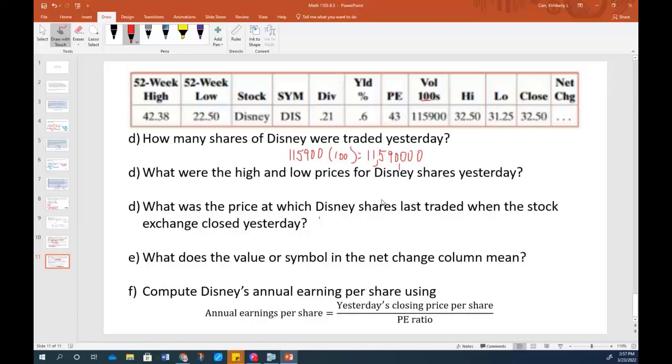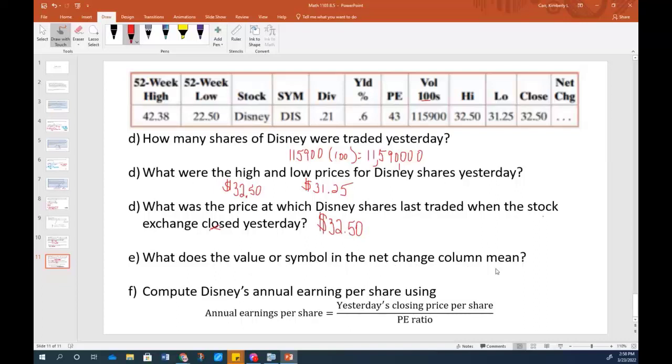What were the high and the low prices for Disney shares yesterday? Well, the high was $32.50, just pulling that directly off the chart. The low was 31.25. What was the price at which Disney shares last traded when the stock exchange closed yesterday? So close is our key word there. So you look at the close column heading, $32.50. So it actually closed at its high.